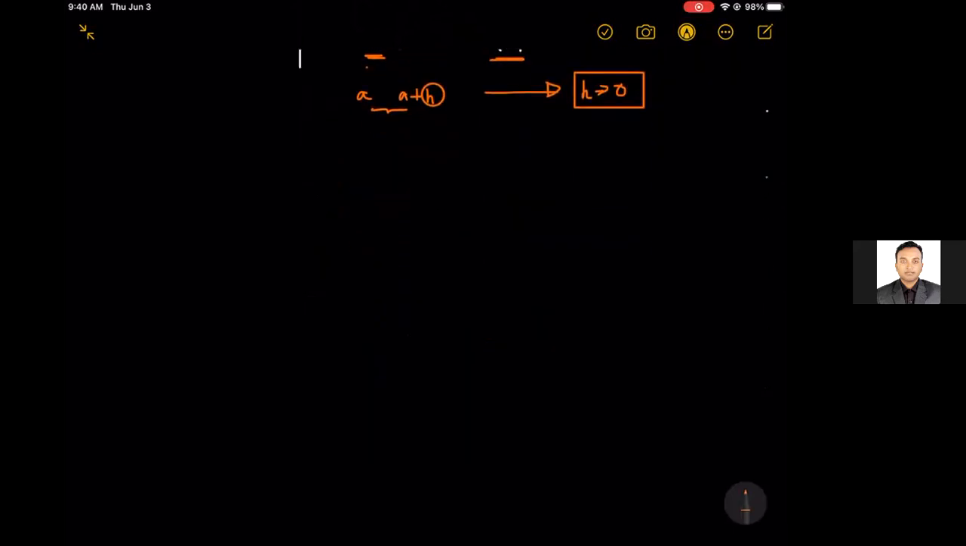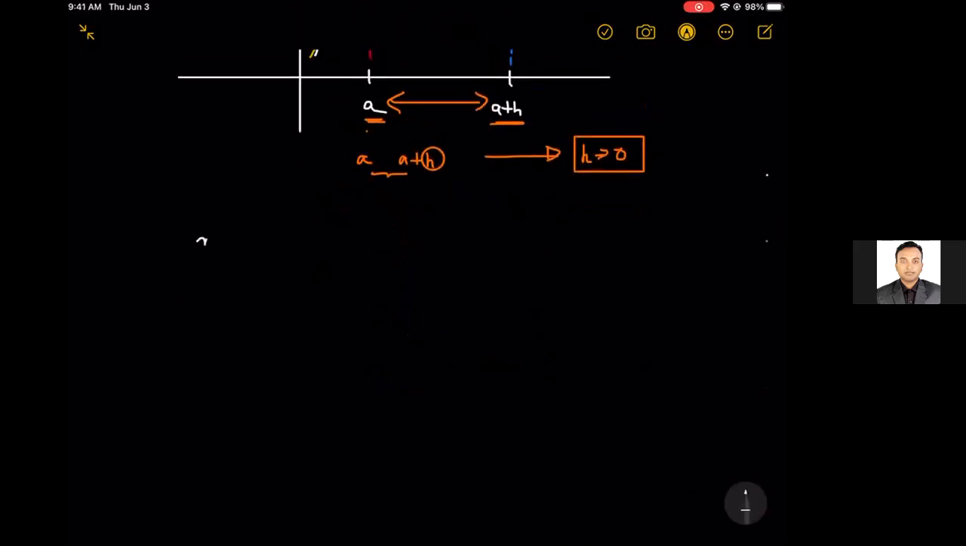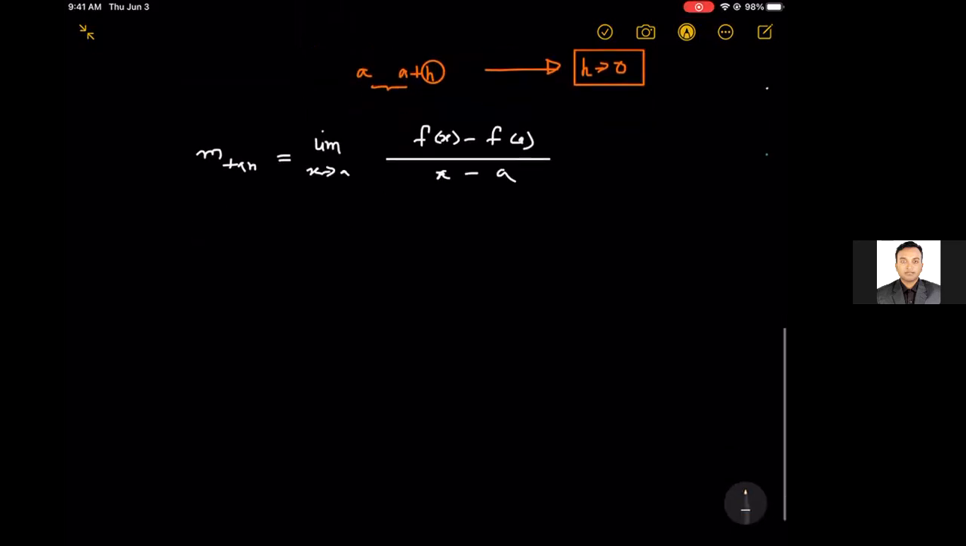So initially, if you remember, we had the slope of the tangent line as limit x tends to a, f of x minus f of a over x minus a, right? That's the initial definition we have. But instead, now we want to write it this way. Limit, I'll write the limit later. Let me write it here.